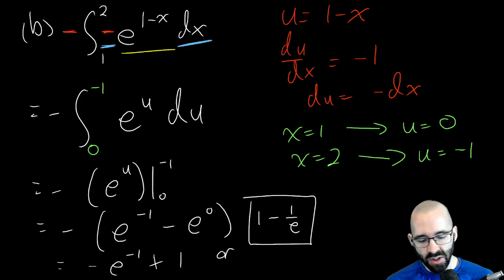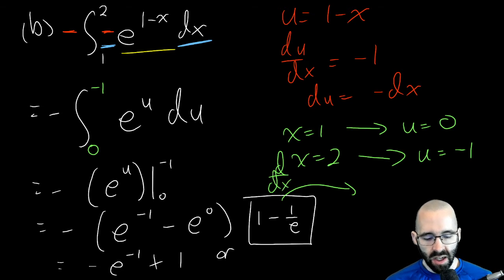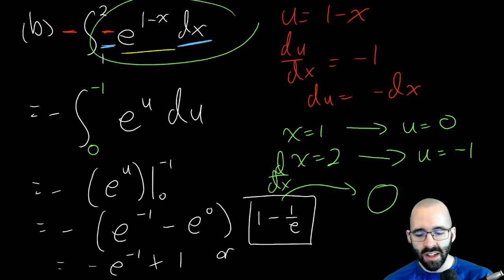And we're going to check our answer by taking the derivative and see if we get what we originally had. So this is a constant. Derivative of a constant is 0. What happened? We're supposed to get this back, right?